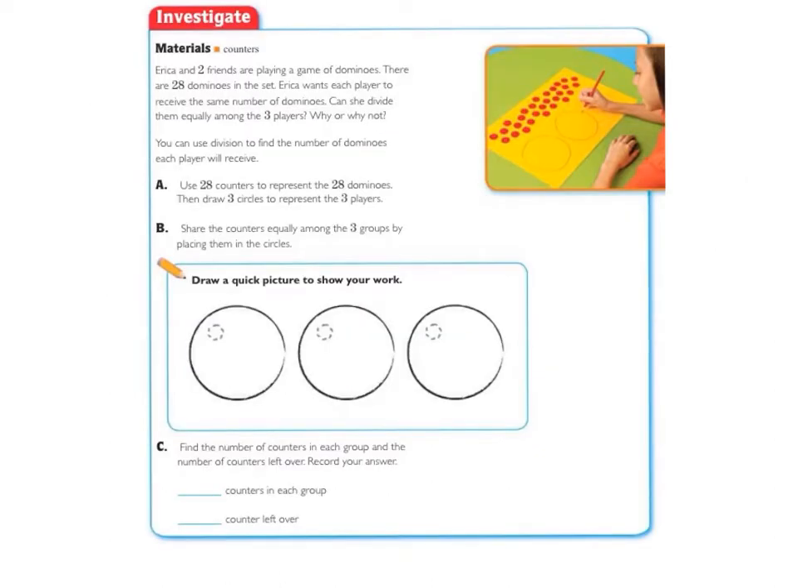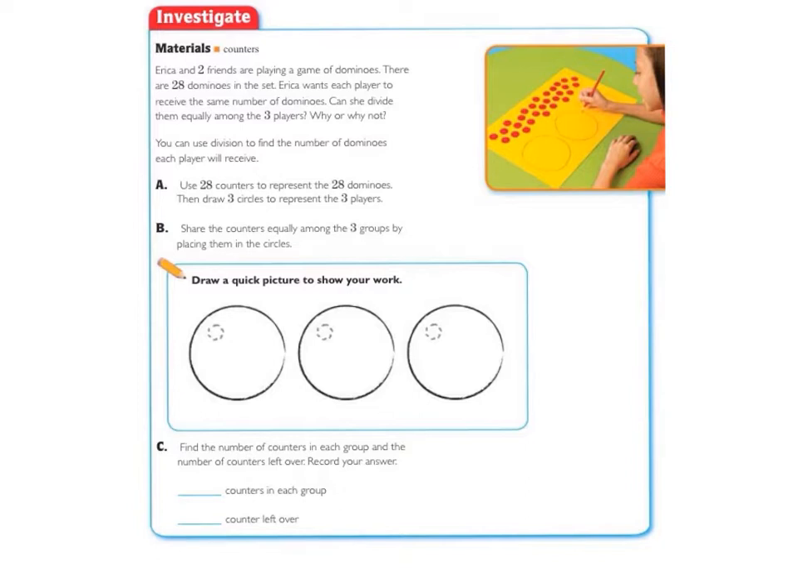Let's begin by reading our Unlock the Problem. It says, Erica and two friends are playing a game of dominoes. There are 28 dominoes in the set. Erica wants each player to have the same number of dominoes. Can she divide them equally among the 3 players? Why or why not? So the first thing that we can do is use some division.